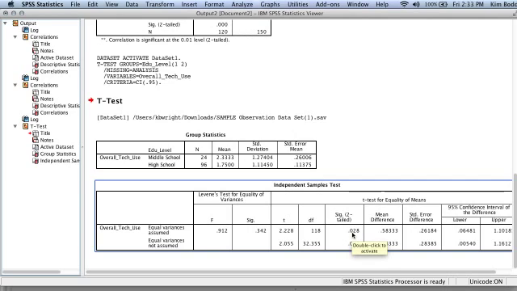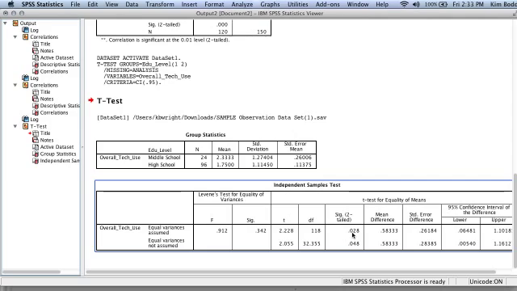And remember that we said that a p-value that's less than 0.05 is significant. So in this case, my p-value is 0.028, which is less than 0.05. So I can say that this t-test is significant. So what does that mean practically speaking, or how would I discuss that?